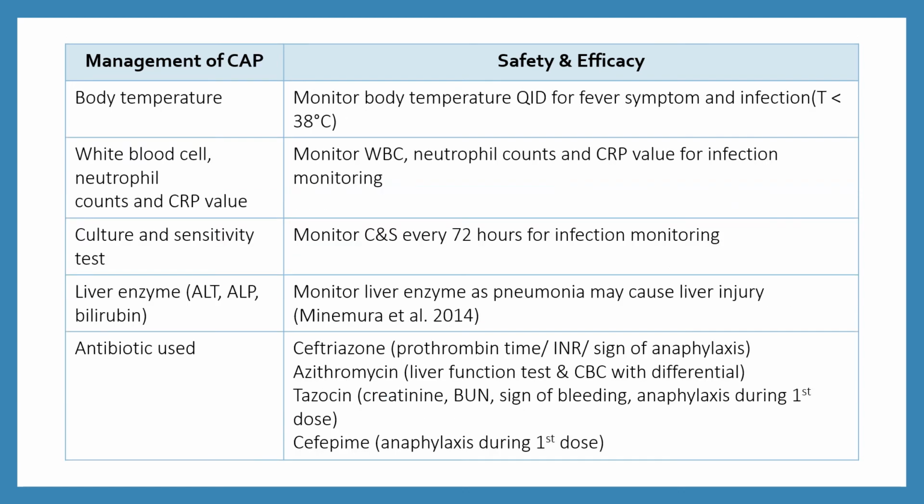For the monitoring of CAP, we should monitor the body temperature, white blood cell count, neutrophil count, and CRP value, as well as the culture and sensitivity test for the infection monitoring. Besides, we should monitor the liver enzyme, as pneumonia may cause liver injury, and we should monitor the safety of antibiotic use.